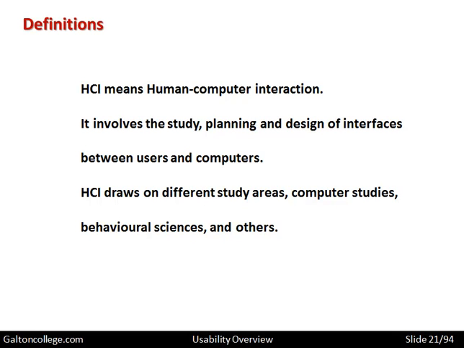A good HCI approach deals with different study areas. There are separate areas in computer studies, for example, or in the behavioral sciences. It might be in psychology. There could be many areas of design and so on. So HCI is not a single topic. It draws from a wide area of academic development and of understanding that we have of what humans want in terms of outcomes when we use computers.